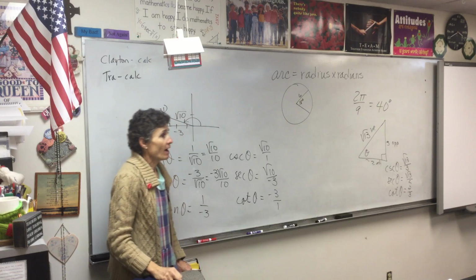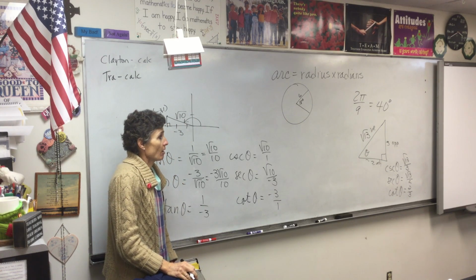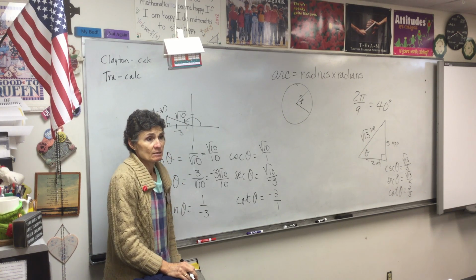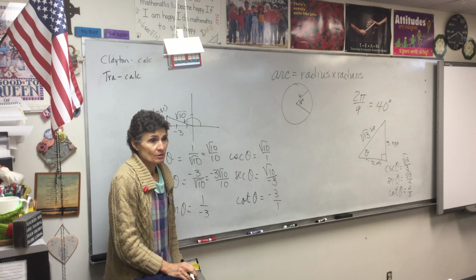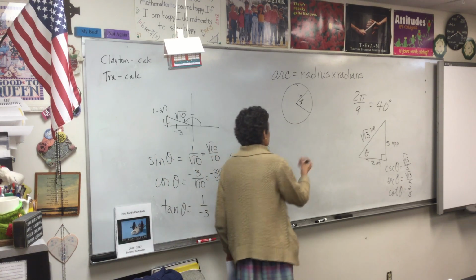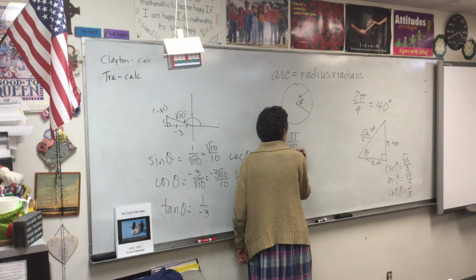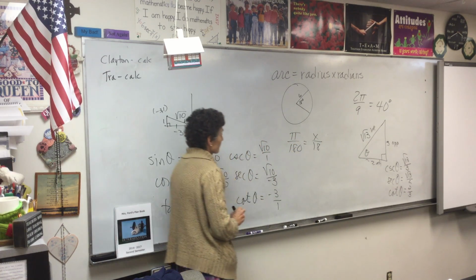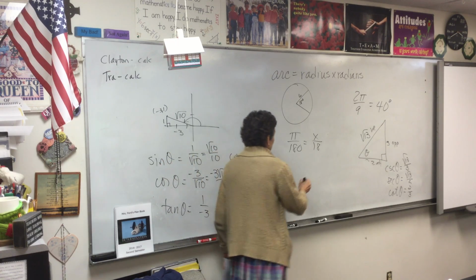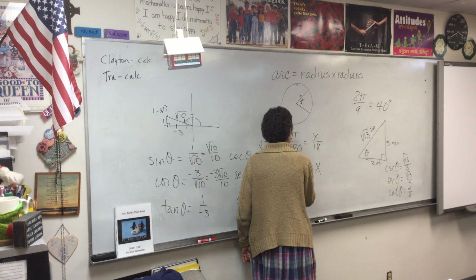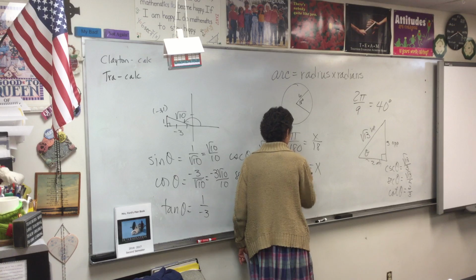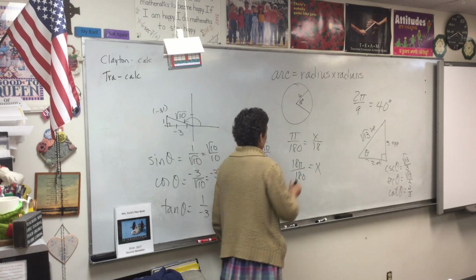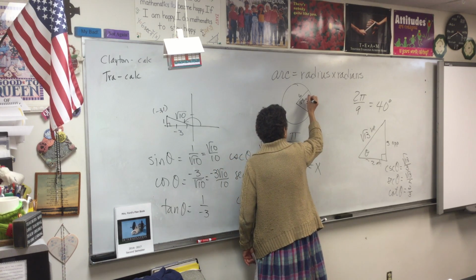Now, we need to find our angle in radians because it's been given in degrees. So we know how to do that. This is not a bad one at all. So pi is to 180 as something is to 18. So it looks like that angle, when I reduce it, is pi over 10.